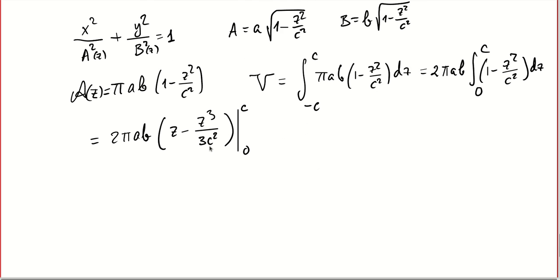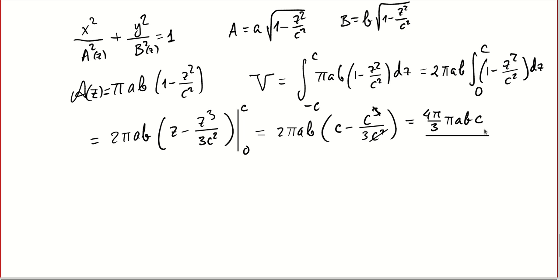For 0, this is 0, and for c, it's just c minus c cubed over 3 c squared. All right? Now c squared cancels with 2 factors c up here, and then we have c minus c thirds, which is 2c divided by 3. So what we have is 4 pi divided by 3 times a b c. This is the formula of the volume of an ellipsoid, right?